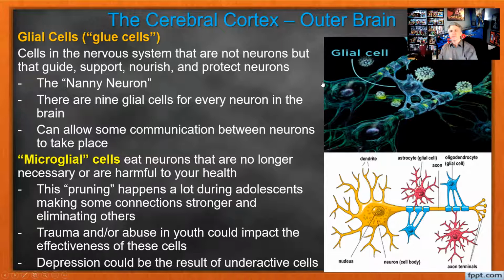And another type of glial cell that you have within this is what is called microglial cells. The job of a microglial cell is, if that neuron is no longer healthy, if that neuron is dysfunctional, if that neuron is harmful to your health, it will actually eat the neuron and destroy the neuron. This happens a lot during adolescence as we become much more efficient in our brain, which makes some connections stronger because it gets rid of unnecessary connections. Again, and I'll use this example at other times.